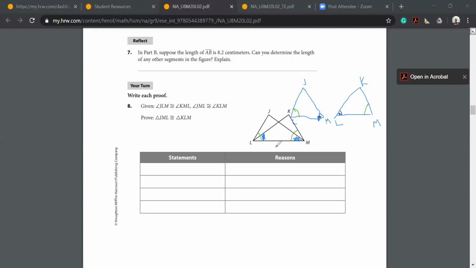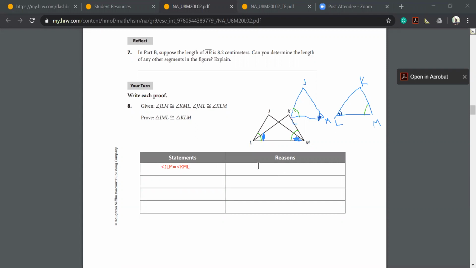So I can say that using the ASA theorem, these two triangles are congruent because angle is equal to angle, side is equal to side, and then angle is equal to angle. So these two triangles are congruent, right? Okay, very good. Let's see how to write. We said before the first thing you should write is the givens, right? So angle JLM is equal to angle KML.